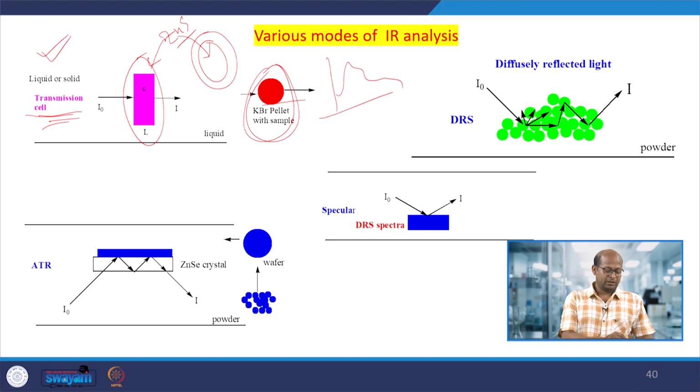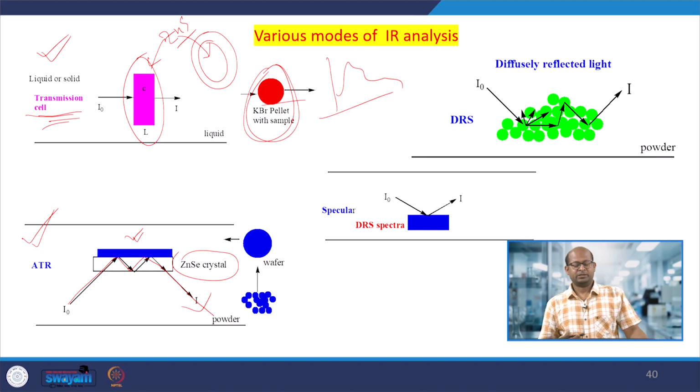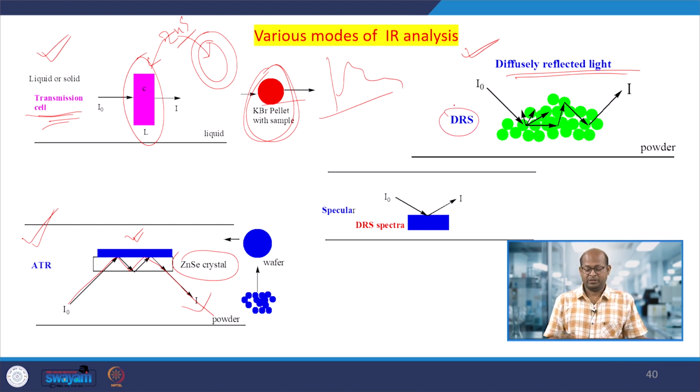Similarly in ATR mode also we can measure the IR spectra by using zinc selenide crystals, as I said. So here the IR will pass from source to detector, and here we can place our samples, so we can easily get the IR spectra in ATR mode. And another one is DRS mode also, where diffuse reflected light may be collected, or we can say diffuse reflected spectra.